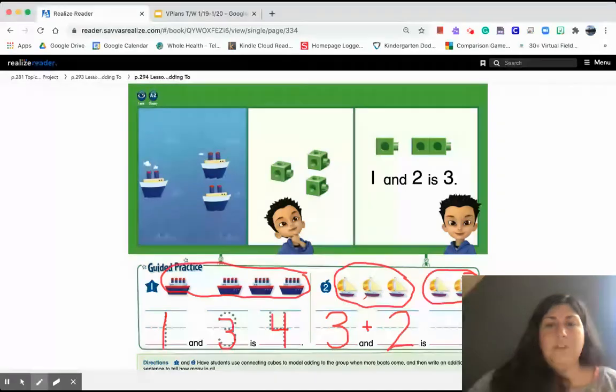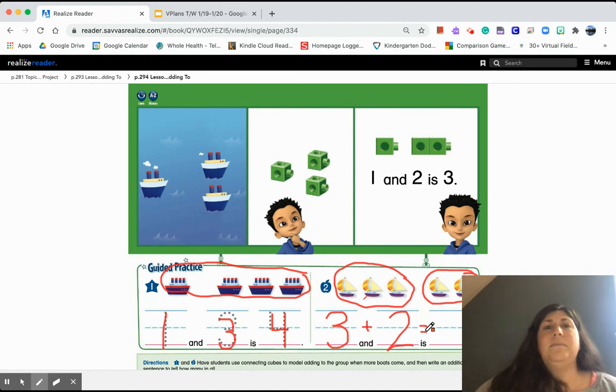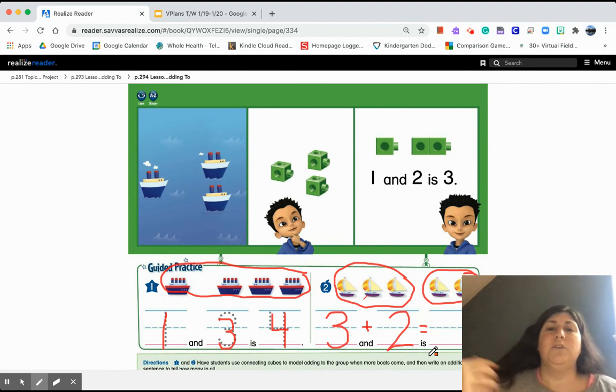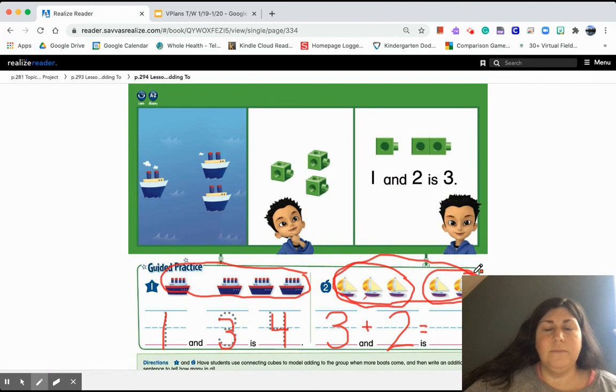So 3 and 2. And then this next word is. Is, we represent that way. It's an equal sign. So 3 and 2 is. Now we have to figure out how many they are all together. So we come back up here and we recount them to figure out how many they are all together. So 1, 2, 3, 4, 5. So 3 and 2 is 5. So that right there is our number sentence.